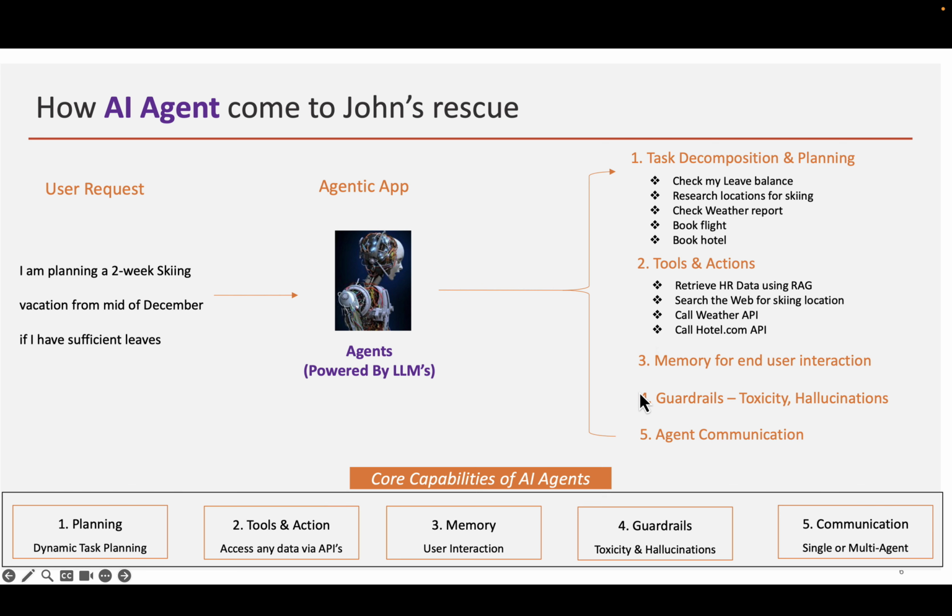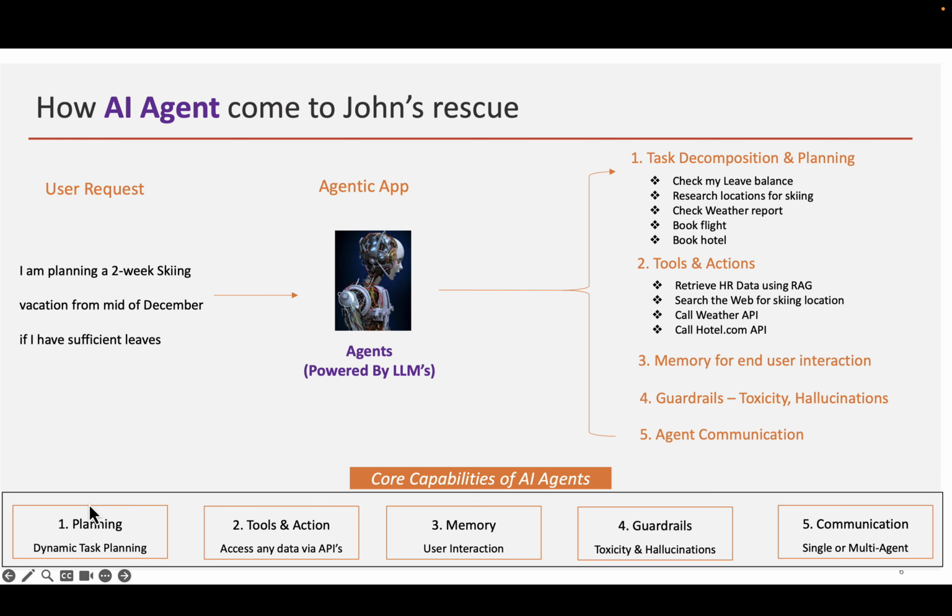Okay, the fourth thing is guardrails. Since it's artificial intelligence, you don't want the AI to be toxic or hallucinating. So you have to create some sort of guardrails. Basically, these are the rules for the AI, how the AI has to function. So those rules you also have to define. And the fifth thing is agent communication. Suppose tomorrow we are creating multiple agents, those agents should be able to talk to each other. Okay, so these are all the 5 things an agent can do.